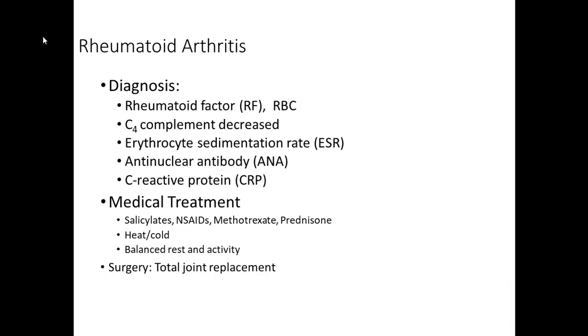How are we going to diagnose it? The rheumatoid factor that I talked about is either positive or negative. The C4 complement is decreased, the SED rate or the ESR is going to be elevated. The anti-nuclear antibody test is going to be done, and that's going to be positive. C-reactive protein is going to be positive. It's just because the body is basically attacking itself. So all of these labs are going to come back positive because of the inflammation.